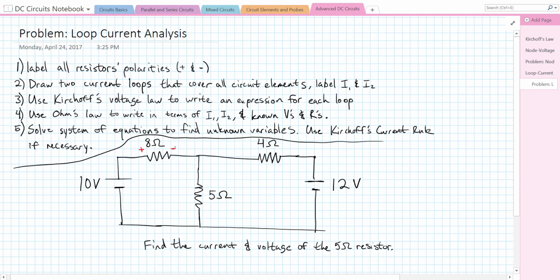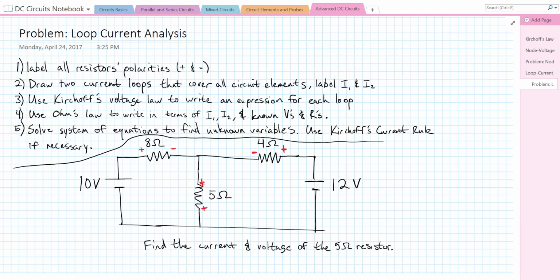And we can pick whatever polarities we want. I'm picking plus, the higher voltage, to be closer to the positive end of both batteries. But if we choose the wrong polarity, then we'll just get a negative sign in our answers later. So it doesn't really matter what we pick to be positive and minus. We're just going to have to use that to figure out the voltage drop later.